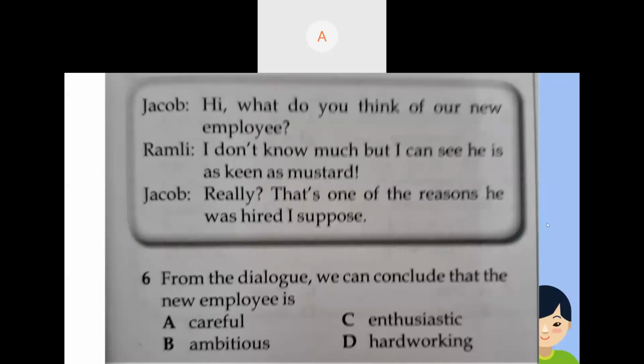Teacher, C or D? I don't know. C or D? Enthusiastic. It's like bersemangat lah. But this dialogue describes something negative. No, it's actually positive. So maybe C or D.